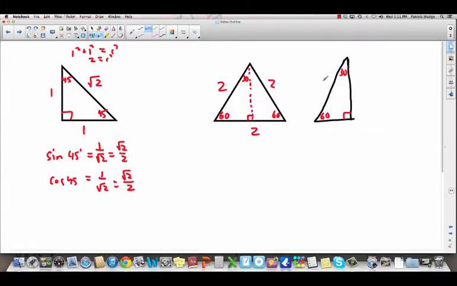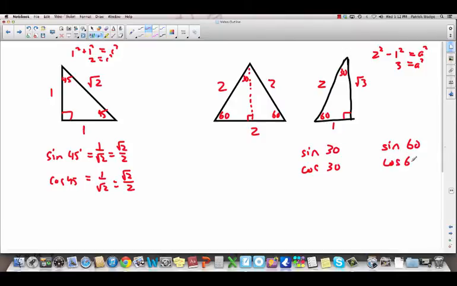The hypotenuse is 2. How big is this distance? Well, you cut it in half, so it's 1. How big is this distance? Got to use Pythagorean. You already know the hypotenuse, so it's 2 squared minus 1 squared equals a squared. 4 minus 1, so that's 3 equals a squared. This is √3. Now you can get your sine 30, and your cos 30, and your sine 60, and your cos 60.